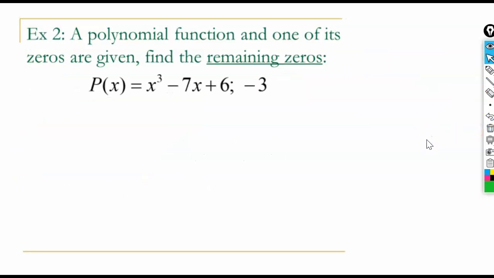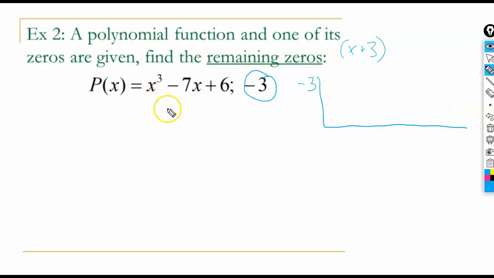So let's take a look at this one. They have given us one zero, and we need to find all the other zeros. So I know one zero is negative 3. So I want to acknowledge the fact that x plus 3 is one of the factors. So I'm going to do synthetic division. I'm going to divide by x plus 3.